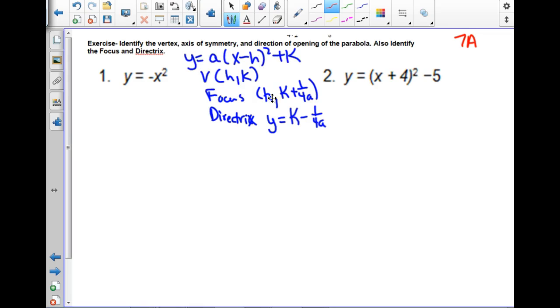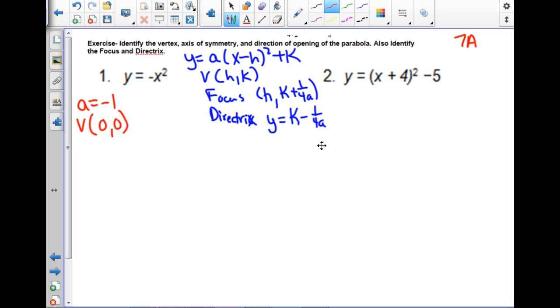Our vertex is at (h, k). The focus is (h, k plus 1 over 4a). And the directrix is an equation of a line, y equals k minus 1 over 4a. So the first thing you want to do is look at your equation. Identify the value of a, which is negative 1. Identify the vertex, which would be at (0, 0).